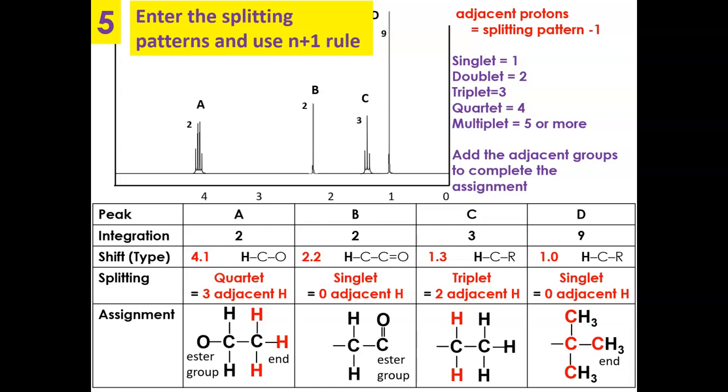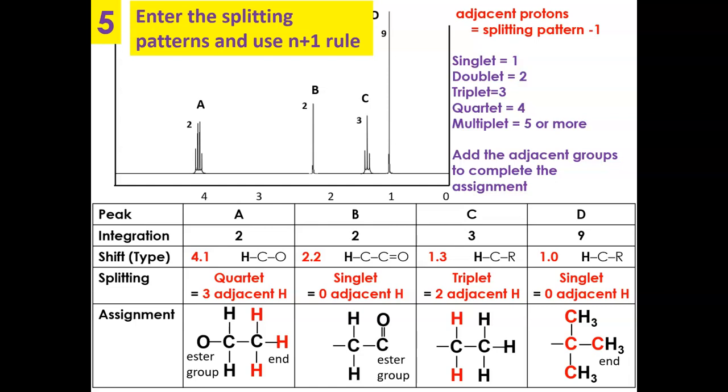Well, of course, our ester group also contains peak B, and that is a singlet. Well, of course, 1 take away 1 means there are 0 adjacent H's. That means our CH2 on the C double bond O group has to be bonded to something that does not have its own protons. It has no protons, and therefore there will not be any splitting of our CH2 C double bond O group.